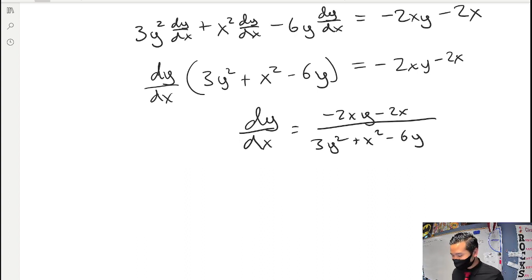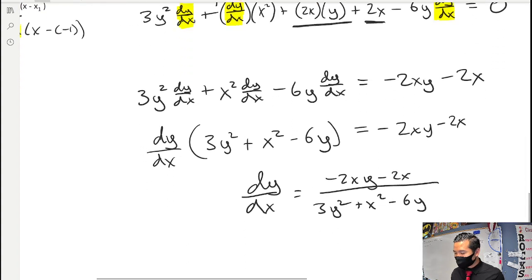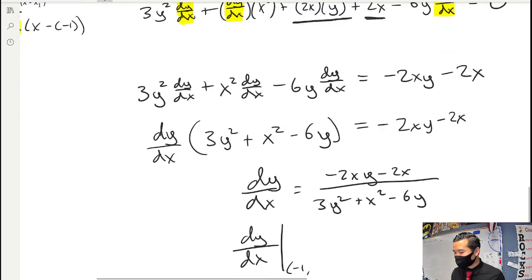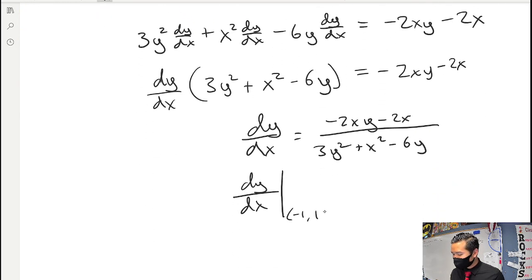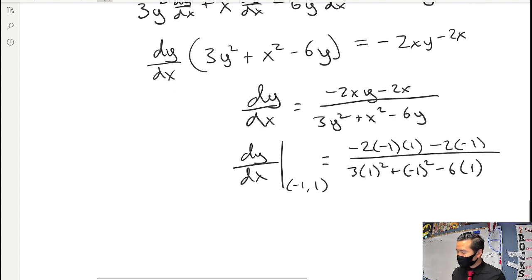Yep. So, the number that we are plugging in is negative 1, 1. So dy/dx evaluated at negative 1, 1. Plugging that in, you'll get negative 2 times negative 1 times 1 minus 2 times negative 1, all over 3 times 1 squared plus negative 1 squared minus 6 times 1. Is that okay?